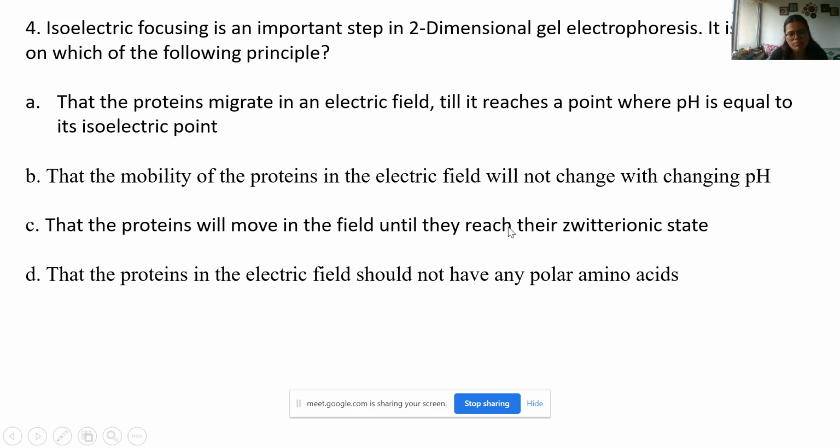Both mean the same, but the sentence is different. Till it reaches a point where pH is equal to the isoelectric point, and here the proteins will move in the field until they reach their zwitterionic state, which means until they reach their isoelectric point. So it means the same thing. Even option C is correct here. So you should pay attention to certain sentences and words. It might be tricky sometimes.